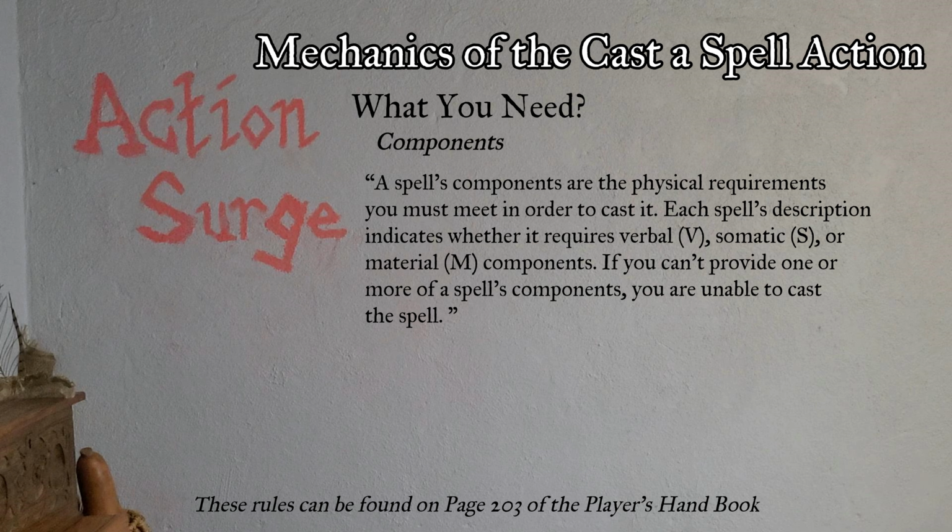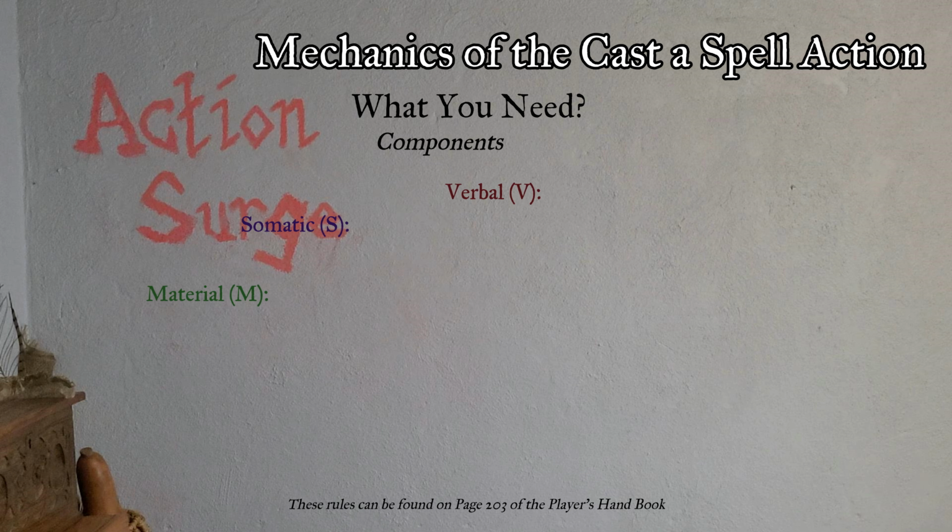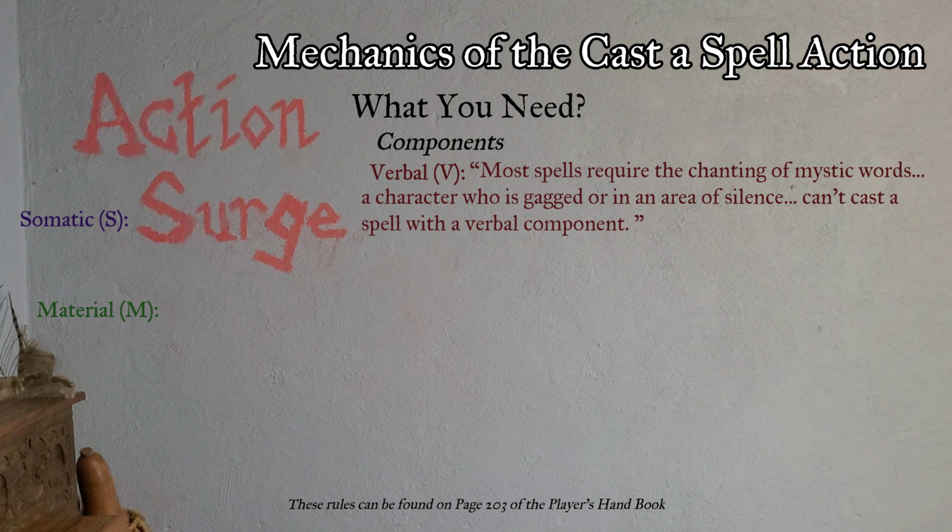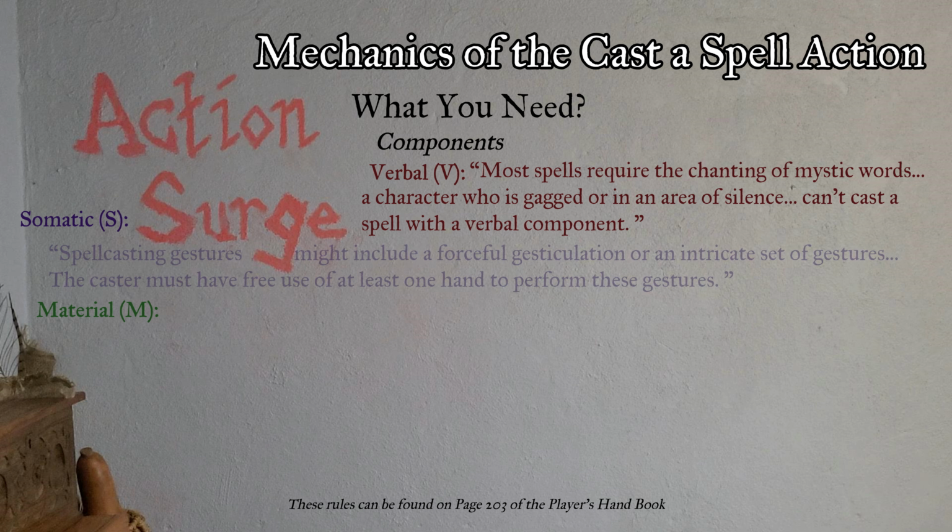Components. A spell's components are the physical requirements you must meet in order to cast it. Each spell's description indicates whether it requires a verbal component, a somatic component, or a material component. If you can't provide one or more of the spell's components, you are unable to cast the spell. Most spells require the chanting of mystic words. A character who is gagged or in an area of silence can't cast a spell with a verbal component.